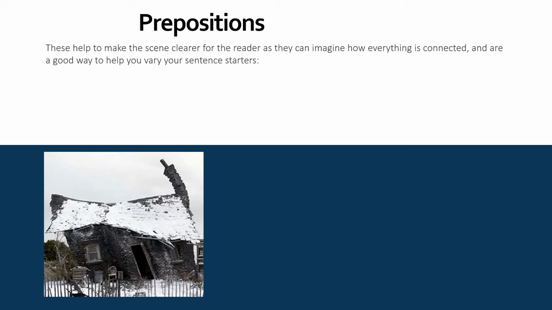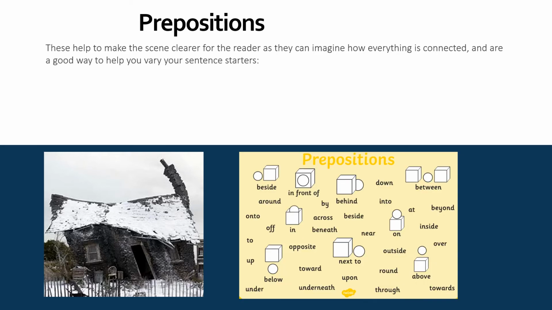So prepositions, these are words that we have used before in class to help us make the scene clearer for the reader, as they can imagine how everything is connected. And they're a good way to help you vary your sentence starters too. So keep looking at the picture. And next to it now you can see prepositions. These are words that tell us where something is, the position of something.